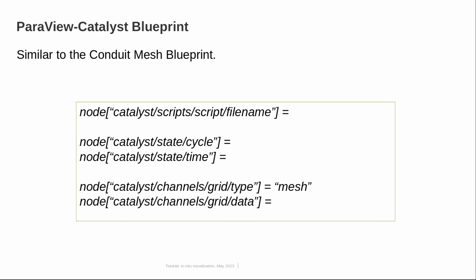There it is. So with the blueprint of Catalyst, we've looked earlier at the documentation. There is the keyword Catalyst, then script, and then you can have several of them, but you give it the file name, which I called foo.py on my computer here. You set up the cycle and the time, the grid type, etc., and your data, and then you're good to go.